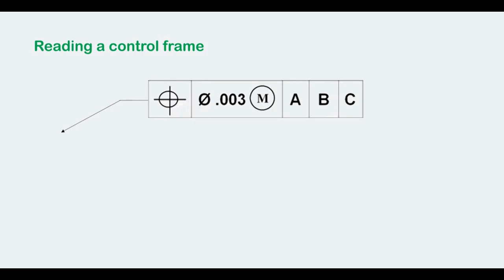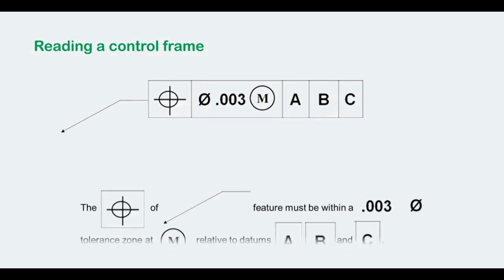Therefore, this control frame specifies that the position of the feature must be within a 0.003 diametrical tolerance zone at maximum material condition relative to datums A, B, and C.